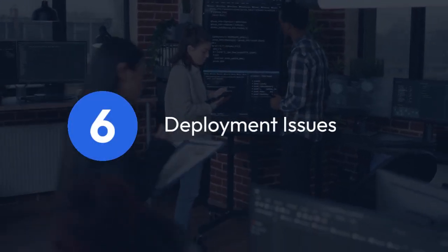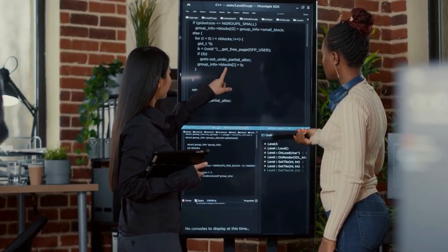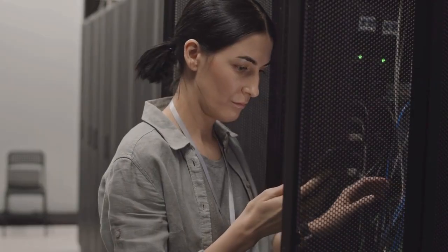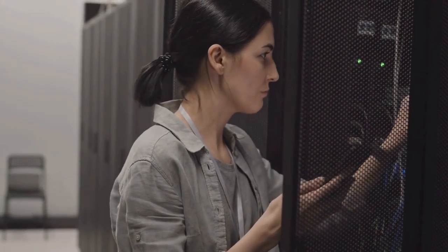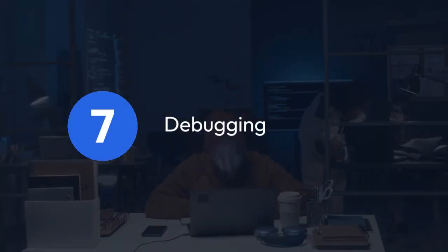6. Deployment issues. If your app is deployed on a server, the issue might be a misconfiguration on the server side, such as an incorrect web server configuration, or a problem with the virtual environment. Check your server's logs for any clues.